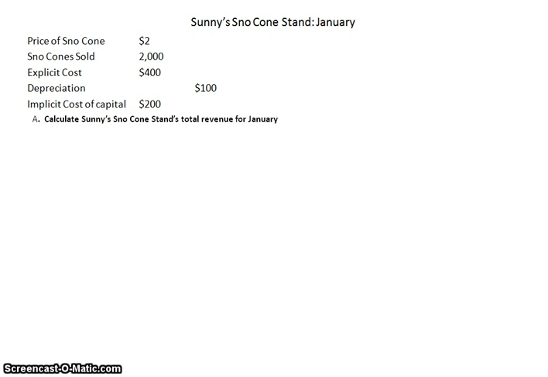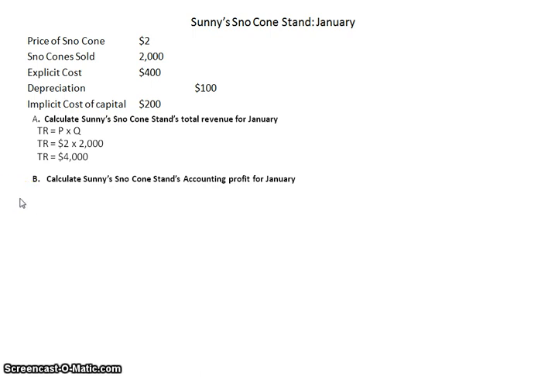So for part A, it asks you to calculate Sunny's snow cone stand total revenue for January. If you're looking at how you would want to respond to this as best as possible, you first give the formula for total revenue, and that is price times quantity. And then after that, you plug in your numbers where it tells you $2 for the price of a snow cone. They sell 2,000 of them, and so their total revenue is $4,000.